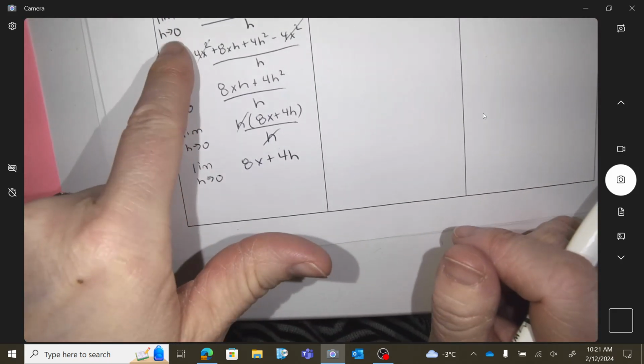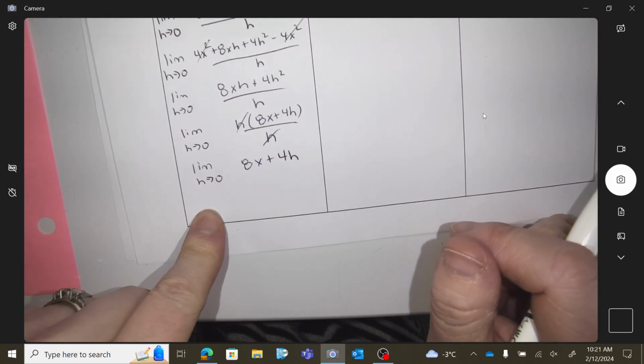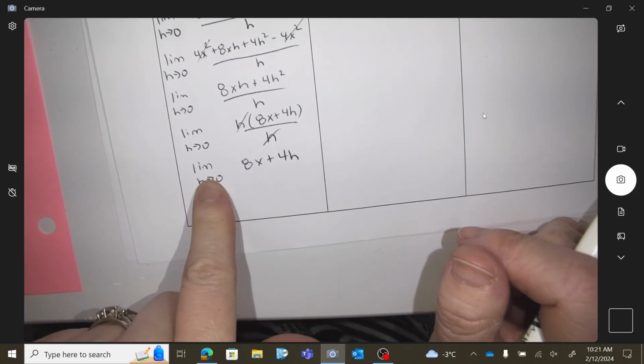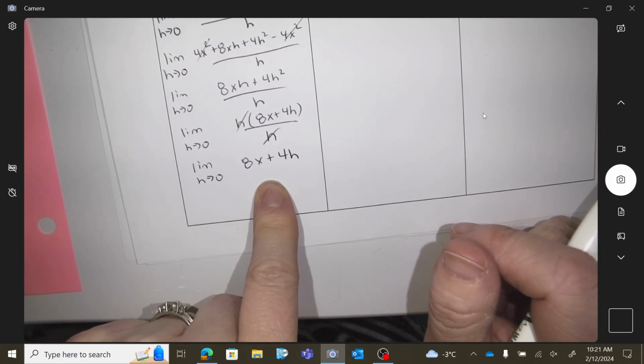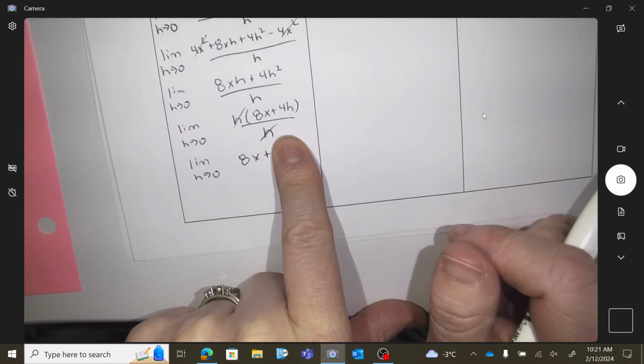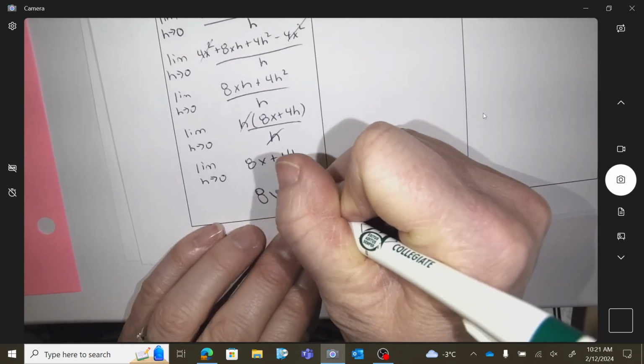Okay, do you notice how I'm writing the limit, limit, limit, limit? I write it until the point where I actually plug it in. So right here, I'm ready to plug in the 0 for the h. So if I plug a 0 in for that h, it makes 8x.